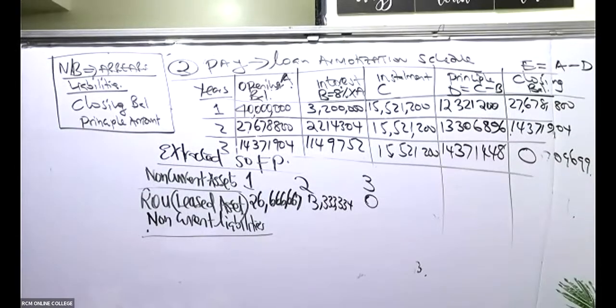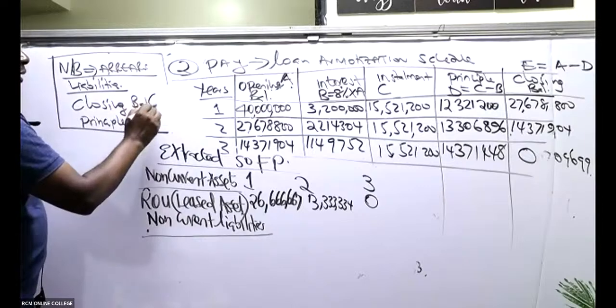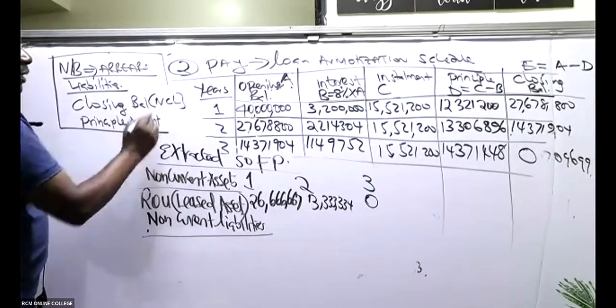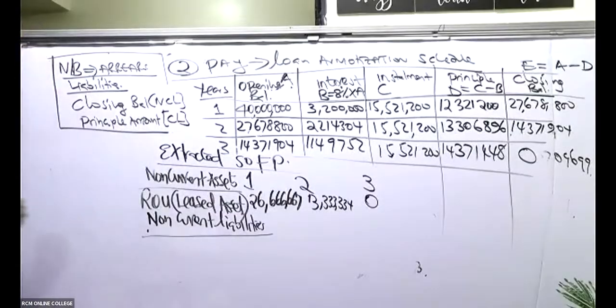Nakala yake. Note if these rental payments are being made in arrears, like in our question, they are in arrears. Then for liabilities, we shall have this closing balance and the principal amount. So this closing balance will be for the non-current liability. And this one here will be for the current liability.